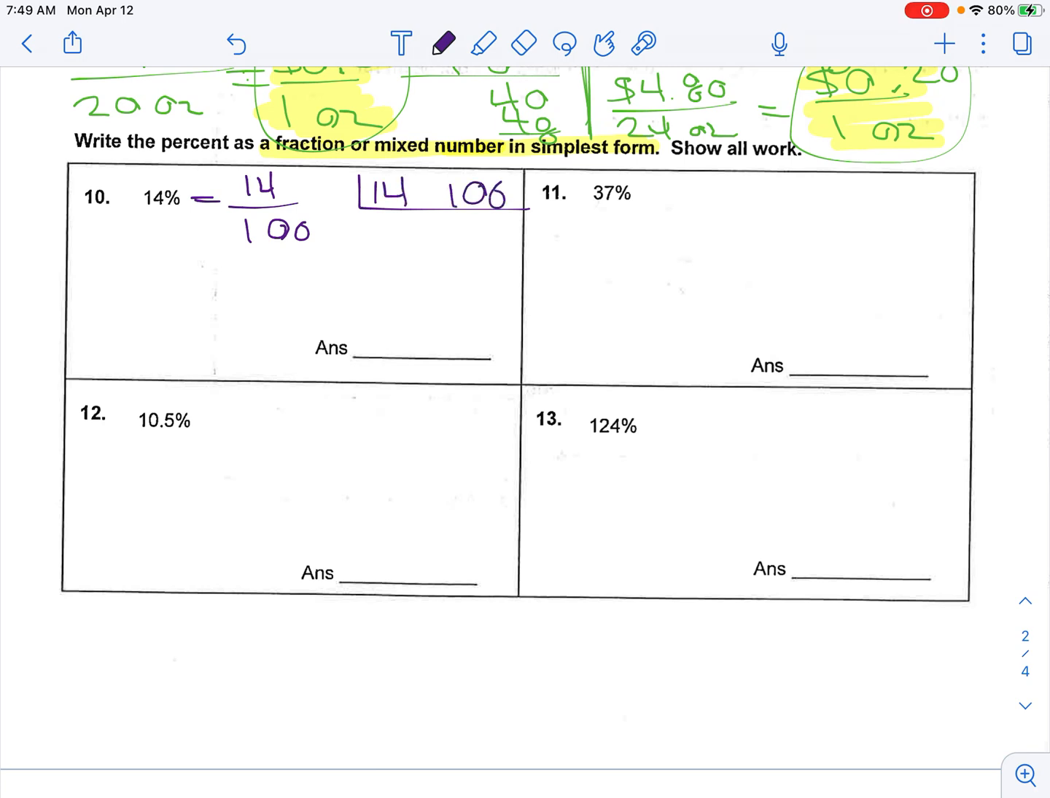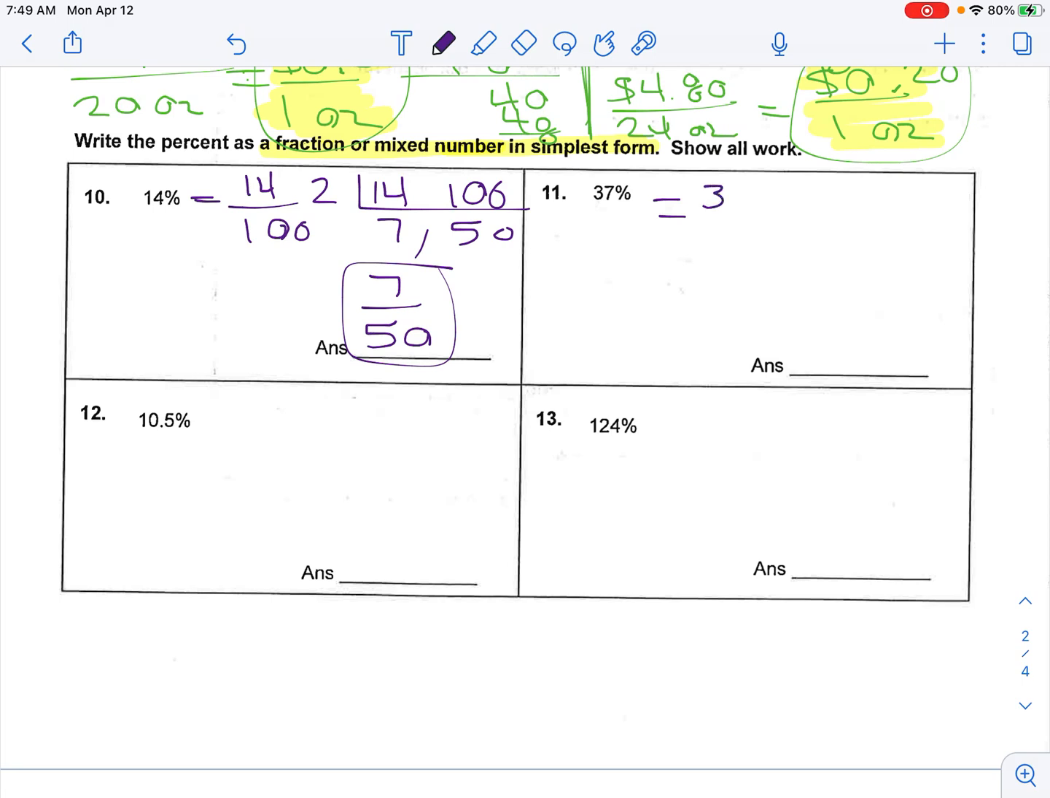Now, I know that those can be reduced because those are both even numbers. How do we reduce a fraction? We make a division ladder. Even numbers are divisible by 2. So that gets me to 7 and 50. And that is in simplest form. So the only acceptable answer for this one is 7/50.